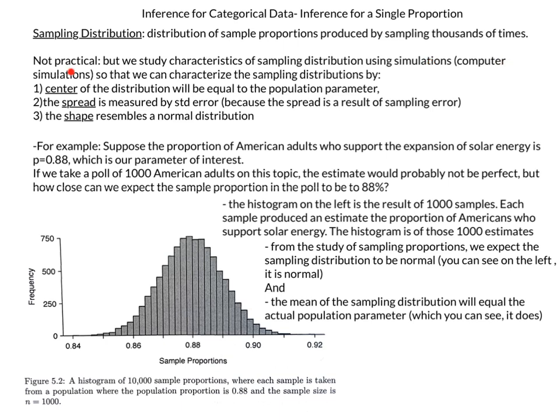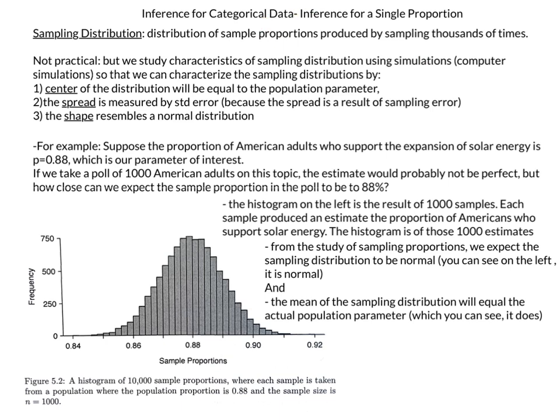You use a computer simulation so we can characterize the sampling distributions by: one, the center of the distribution will be equal to the population parameter; two, the spread is measured by standard error, and here the spread is a result of sampling error; and three, the shape resembles a normal distribution. So let's look at this again. People studying statistics simulate random sampling, maybe 100 samples, but they do this 1,000 times. For each of the 1,000 simulations, they look at their 100 sample points and compute a proportion. So each simulation produces a proportion.